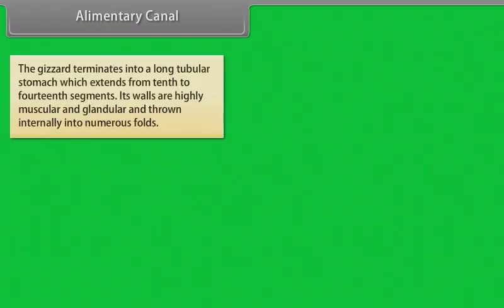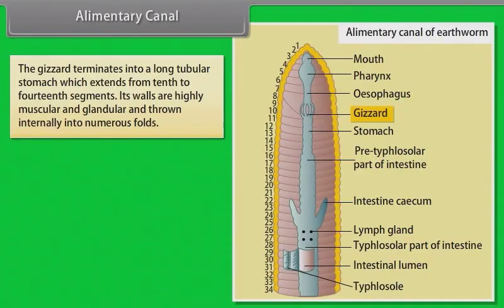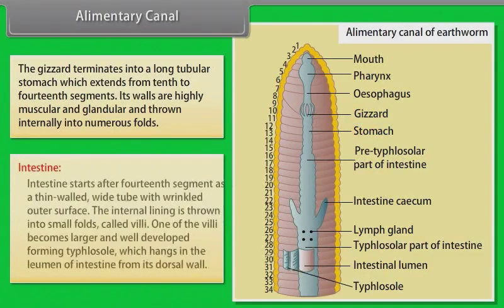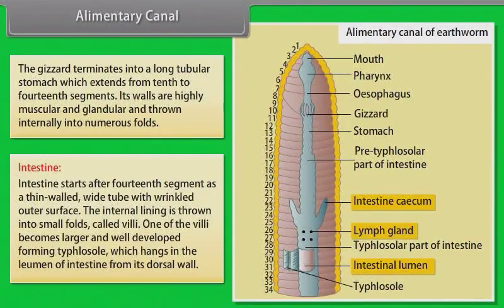Alimentary canal. The gizzard terminates into a long tubular stomach which extends from 10th to 14th segments. Its walls are highly muscular and glandular and thrown internally into numerous folds. Intestine. Intestine starts after the 14th segment as a thin-walled white tube with wrinkled outer surface. The internal lining is thrown into small folds called villi. One of the villi becomes larger and well-developed, forming the typhlosole, which hangs in the lumen of the intestine from its dorsal wall.